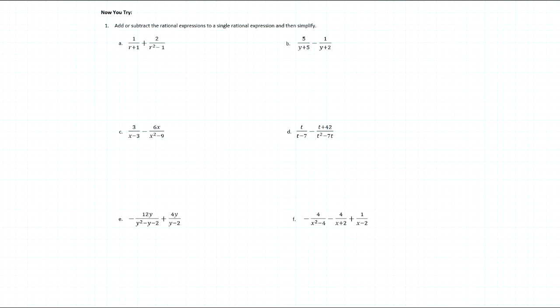All right, welcome back everyone. Let's go through the solutions to the Now You Try problems where we are looking at adding and subtracting rational expressions to a single rational expression and simplifying.